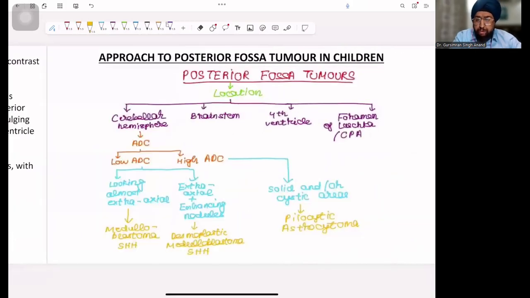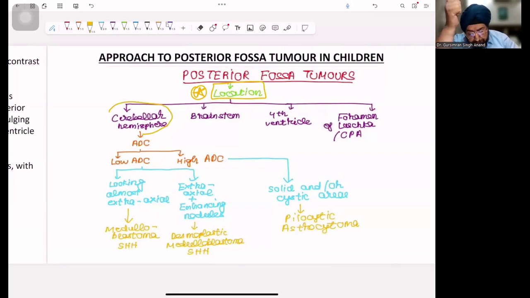Now, this is an approach. Just to complete the class, if you get any posterior fossa tumor in a pediatric age group, how to approach the diagnosis in a simplified manner. If you get a posterior fossa tumor, there can be four locations. So the first thing is you have to decide upon the location. What is the location of the tumor?